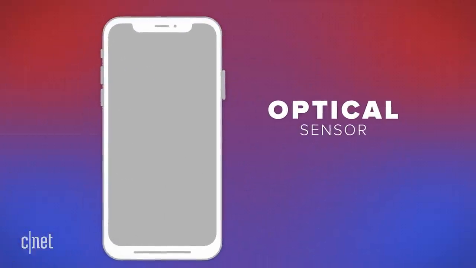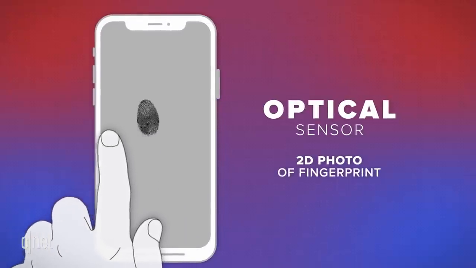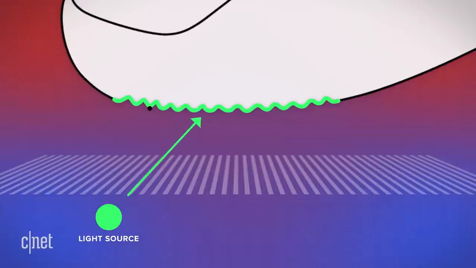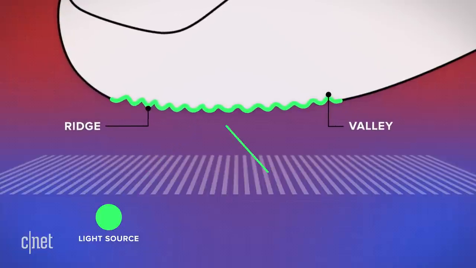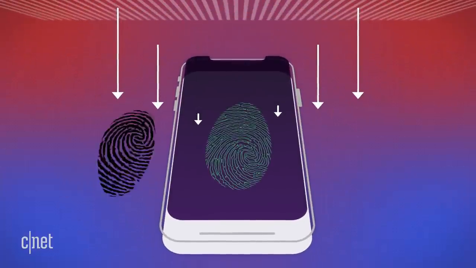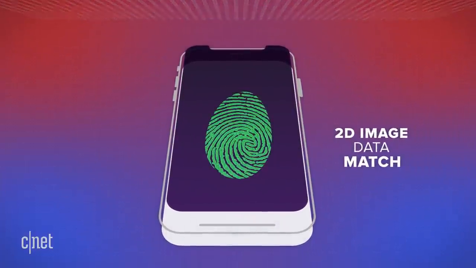An optical sensor basically takes a 2D photo of your fingerprint. It uses the display to light up the area around your fingertip and sends up a light wave that hits your finger's ridges and valleys before bouncing back down to the sensor below. The data is then interpreted as a fingerprint that the phone will match to the one you already have on file.